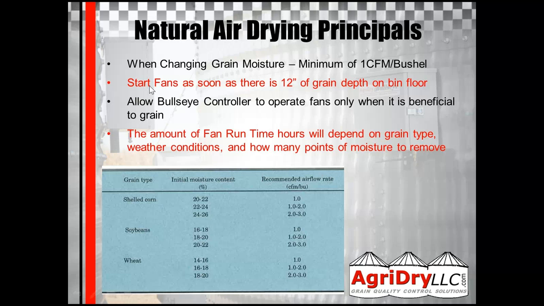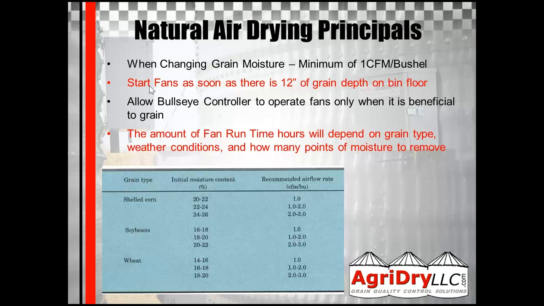And then you want to start those fans as soon as there's 12 inches of grain depth on the floor. All right, start those fans early. Once you have enough grain on the floor so that it's not going to blow over any floor supports in any situation, you can start those fans once there's about a foot of grain depth, and start that moisture front changing if you're trying to change the moisture of the grain, the natural air drying method of what you're doing. All right, so start them early.